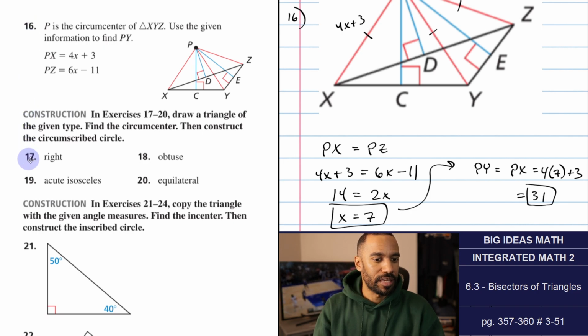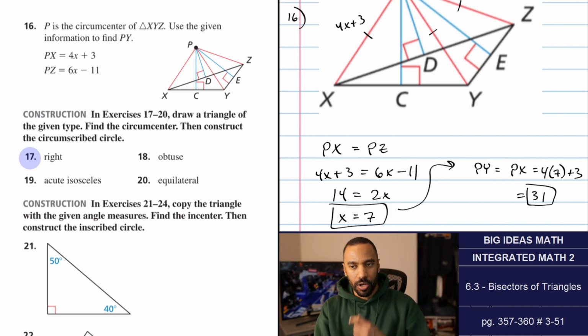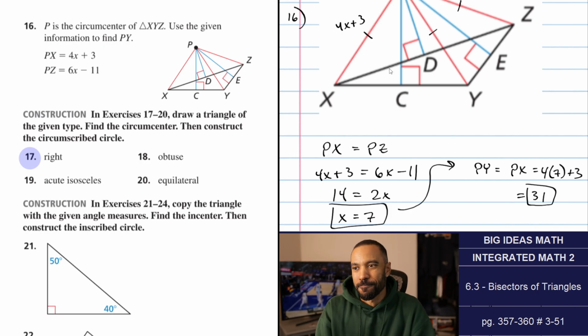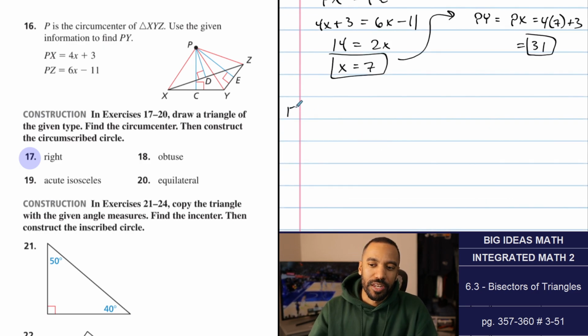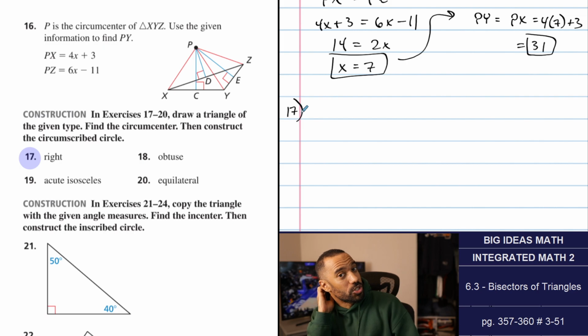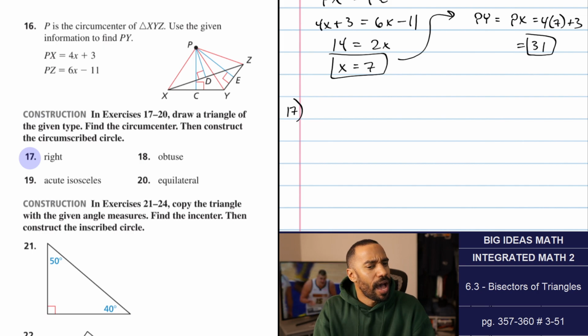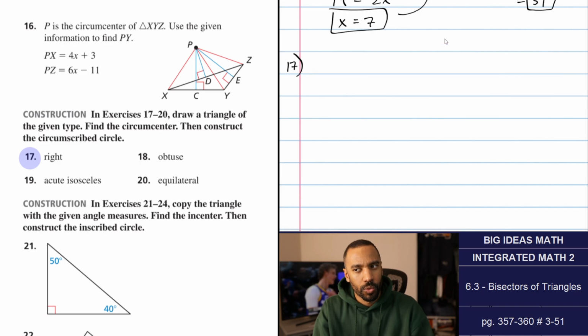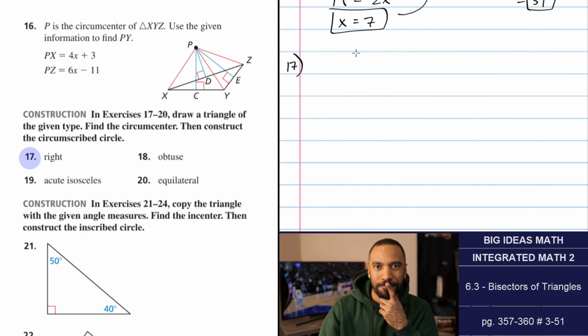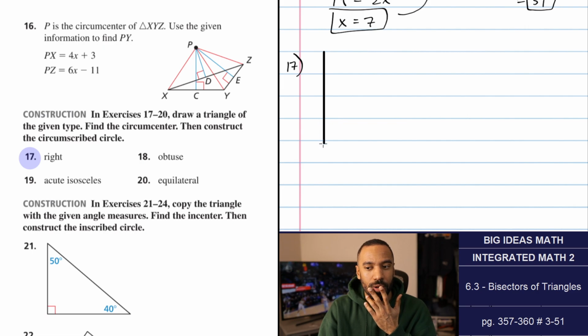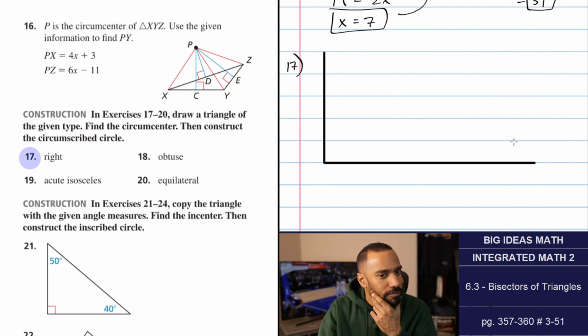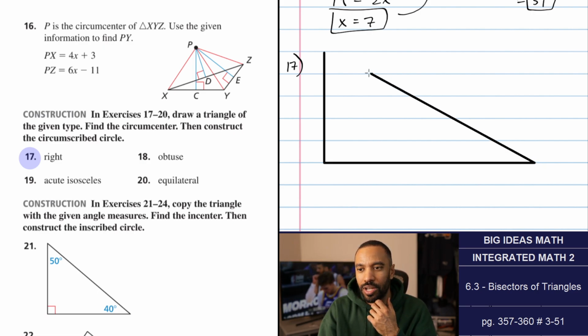Okay, numbers 17 to 20. We'll draw a triangle of the given type, find the circumcenter, then construct the circumscribed circle. When I was doing the notes, I kind of regret it now. I did compass construction at the time, and I don't know if they want us to use compass construction or a ruler and a protractor. I'm legit curious. I don't actually know. But number 17, they want a right triangle to find the circumcenter and then construct the circle.